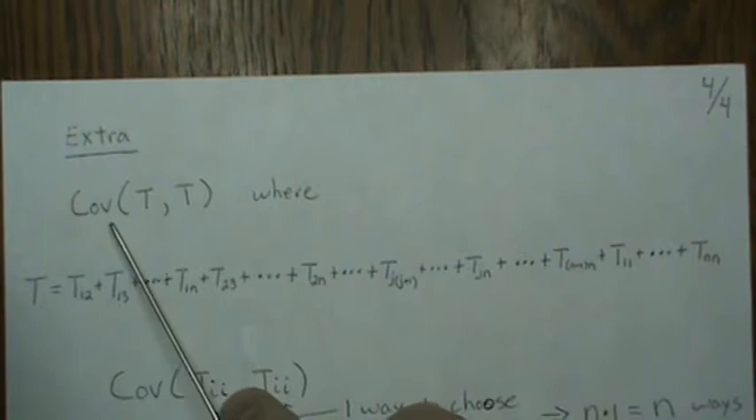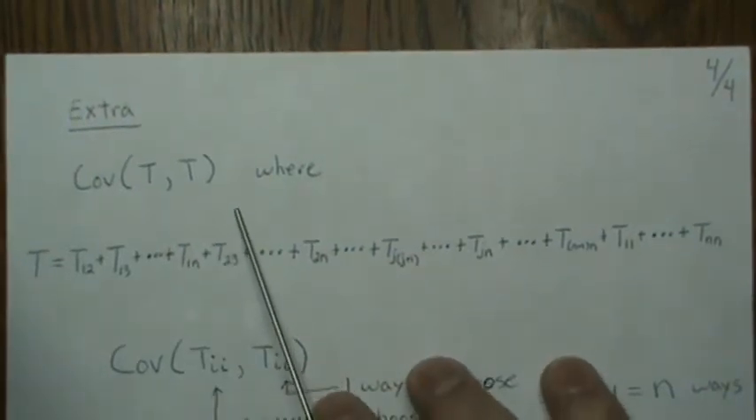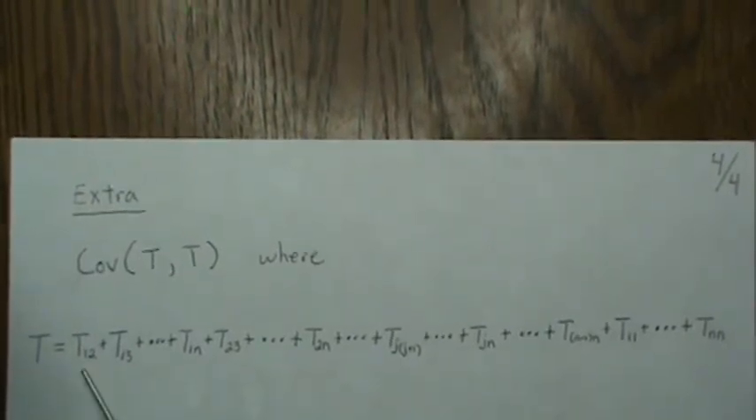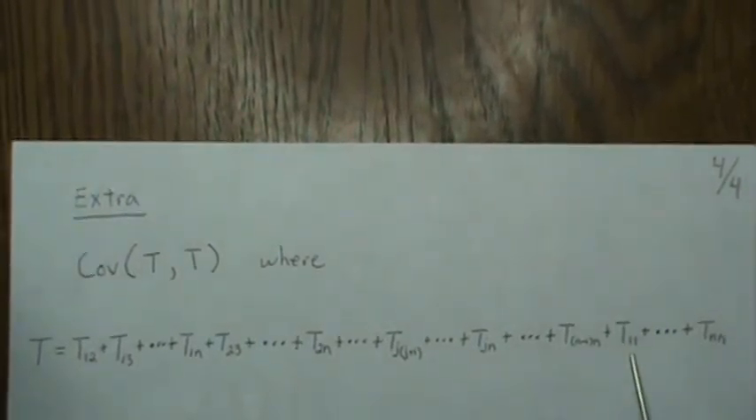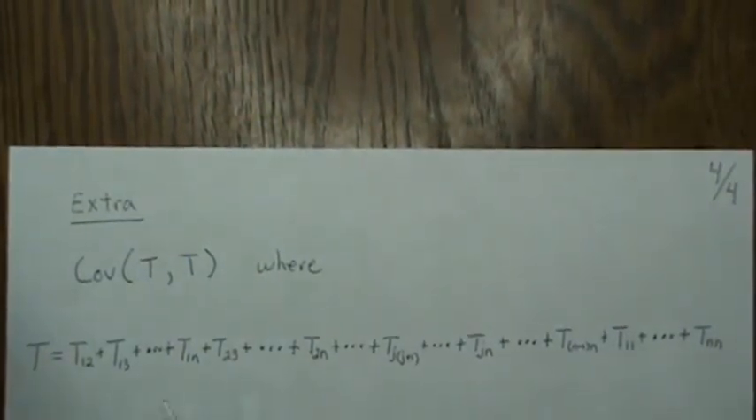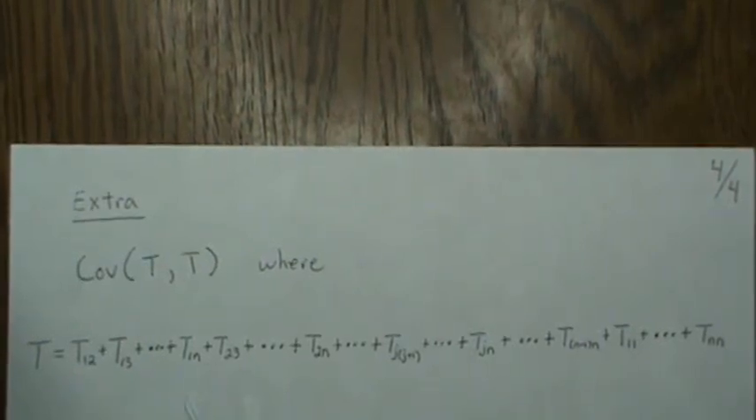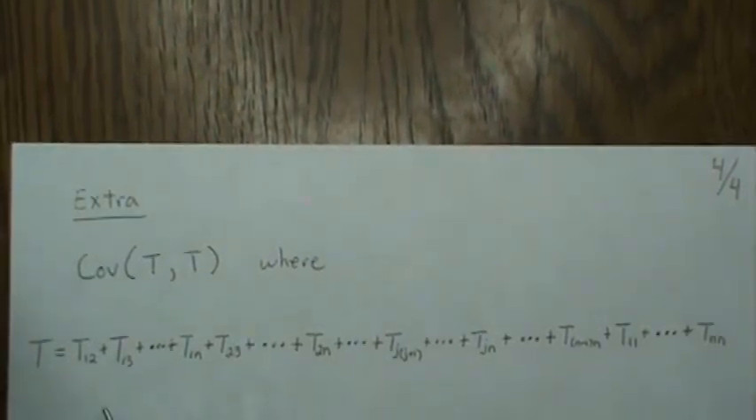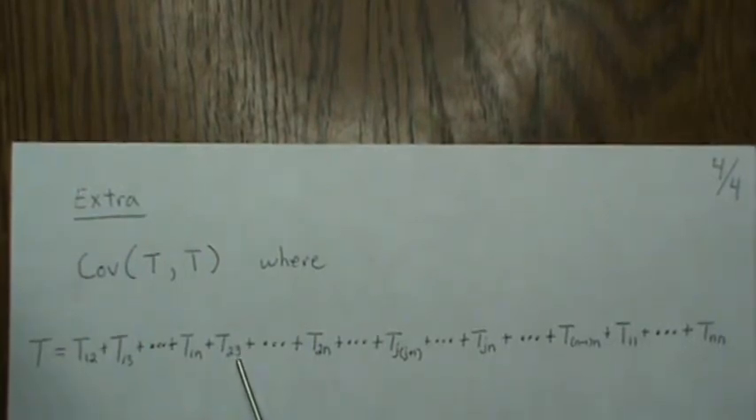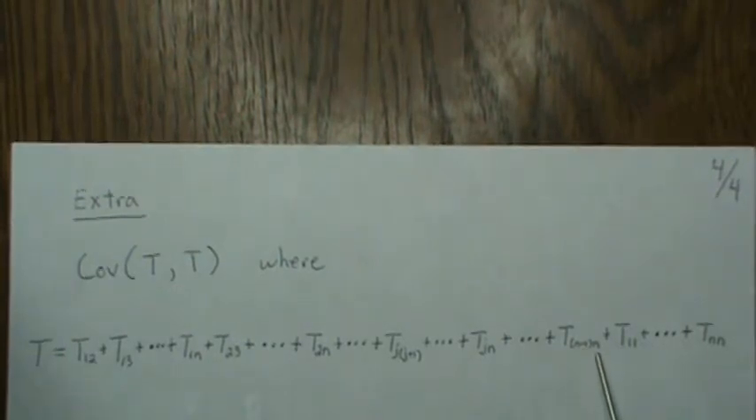And again, you kind of get the way I'm thinking about it. Here we're going to look at the covariance of T and T. And remember, T is this sum. So we have, now I put the equals out here, T11, T22 up to TNN. So all of these have to follow I strictly less than J. So this is T12, T13 up to T1N. And then this is T23 up to T2N, etc., all the way to T(N-1)N.